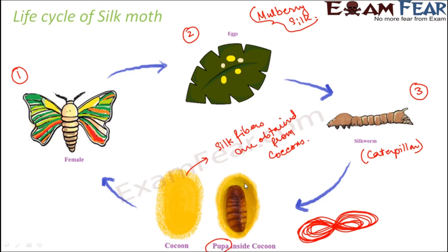So this is basically the life cycle of a silk moth. Here you saw the entire process, where it started with an adult moth. Once this adult moth comes out of the cocoon, again the process continues. The adult moth will become capable of laying eggs, and a female moth lays around hundreds of eggs at one time. Then these eggs hatch into larvae, and these larvae are called caterpillars or silkworms, and the process continues over and over again.